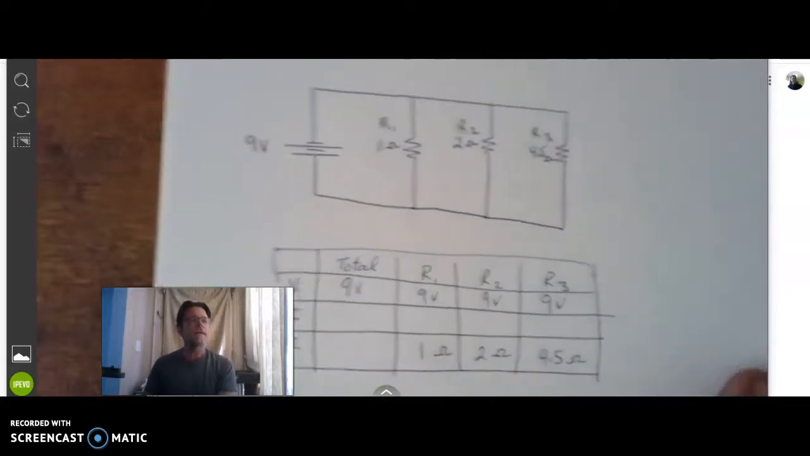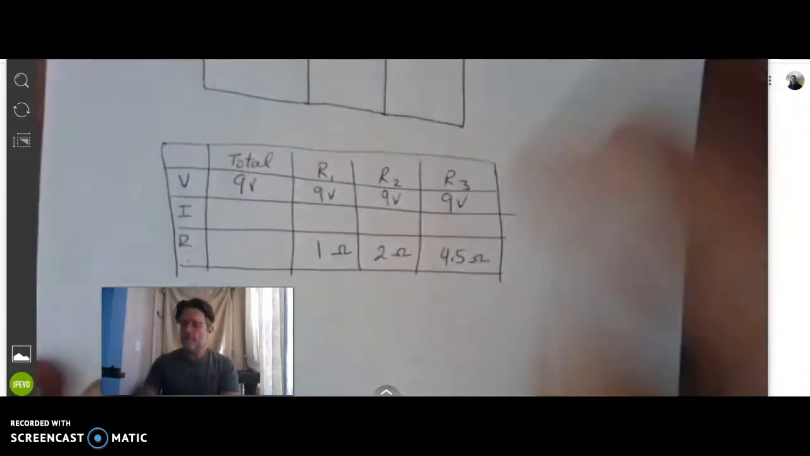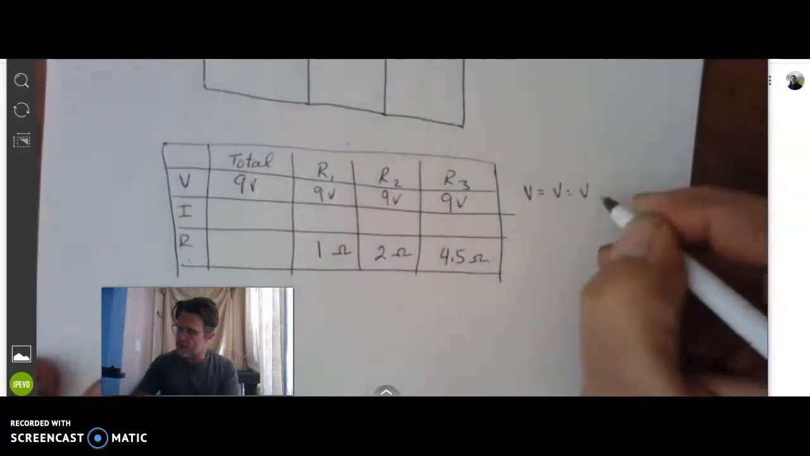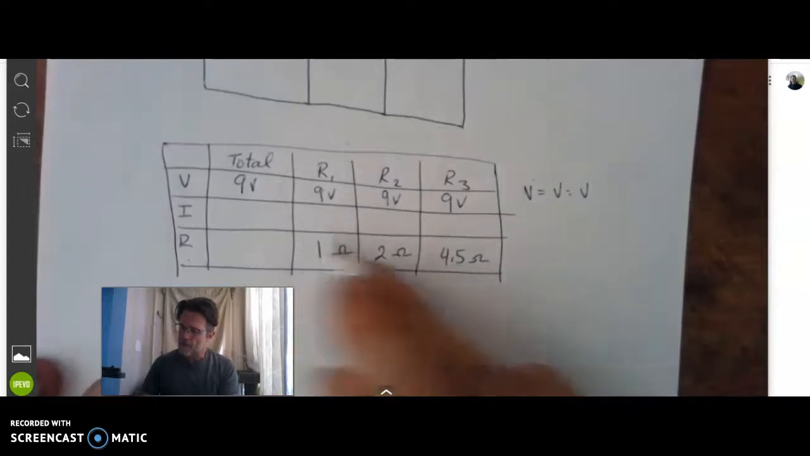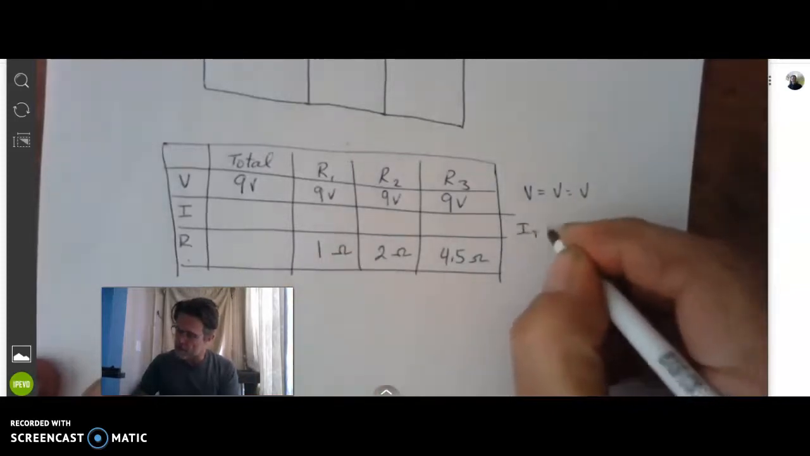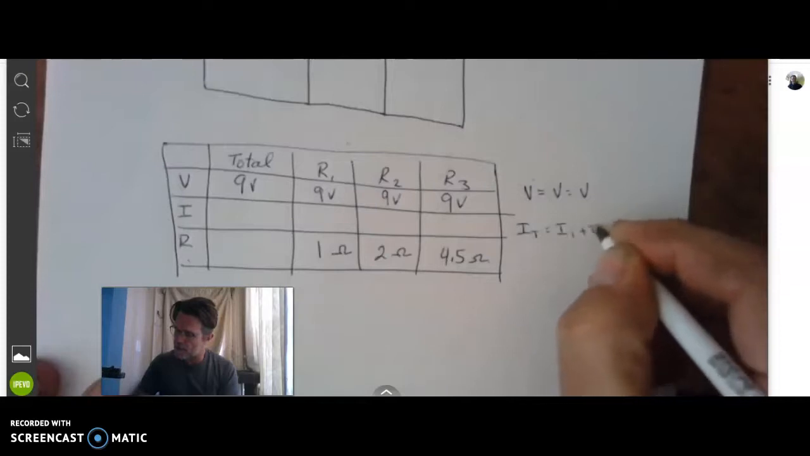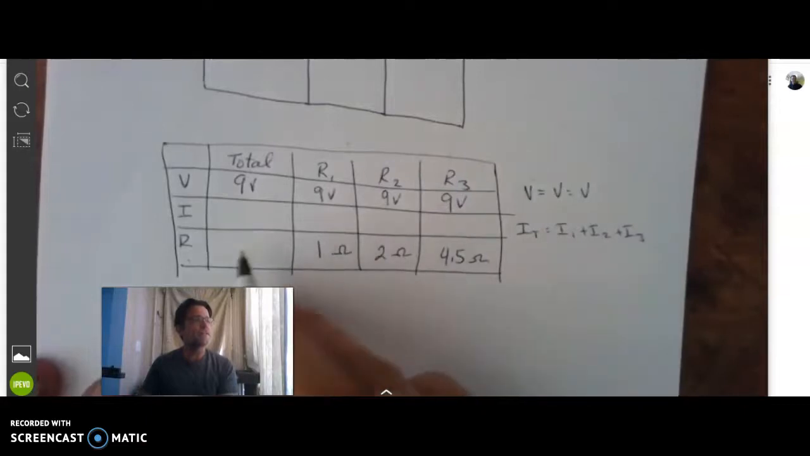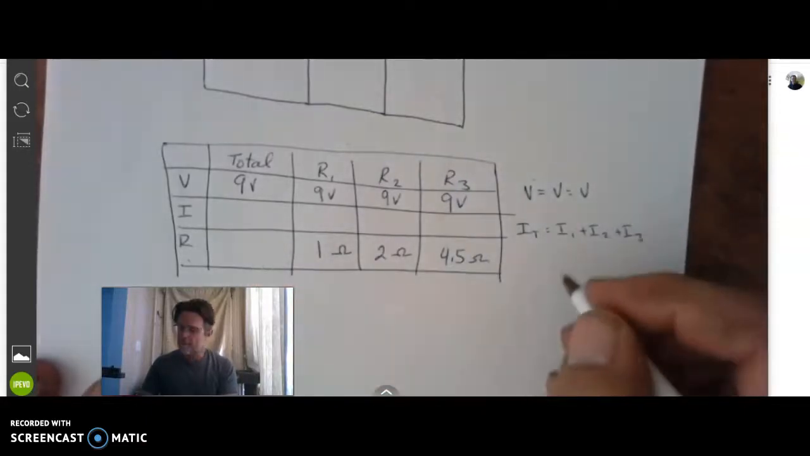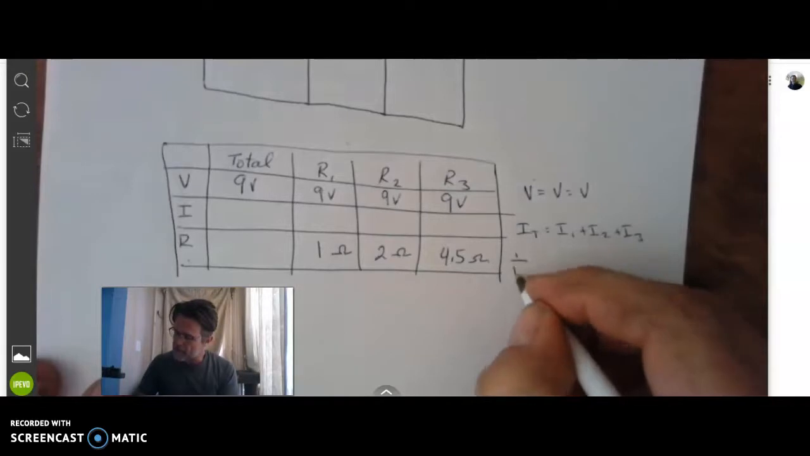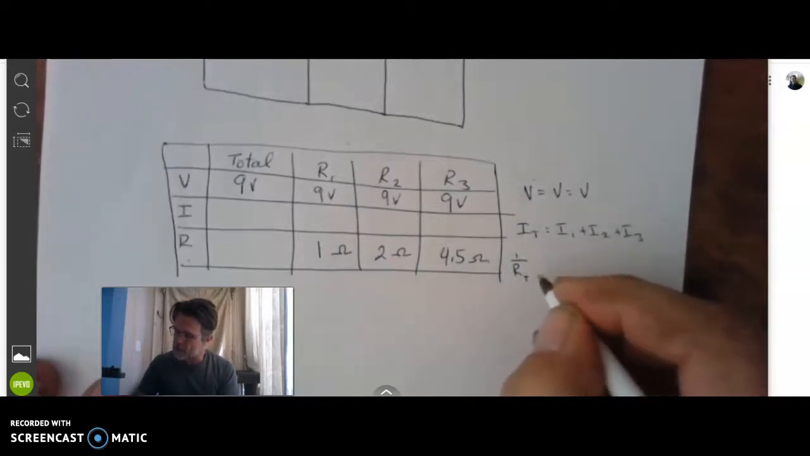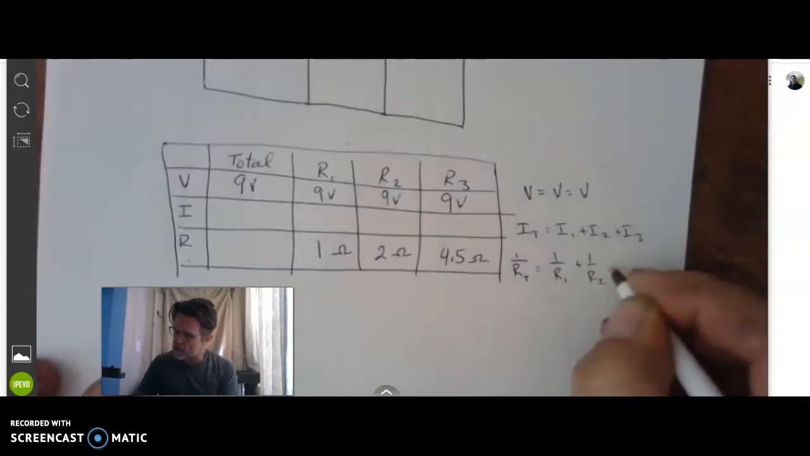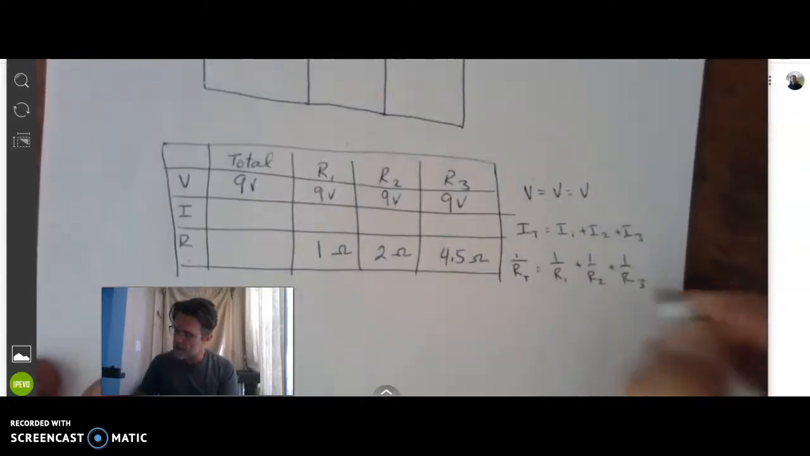Okay? Alright, so Ohm's law in parallel, I just want to go over this again. So we've got, as it's stated here, V is equal to V is equal to V, and so on. The total current is going to be the current at 1 plus the current at 2 plus the current at 3. And resistance. To get this total resistance, we have to look at it like this. Well, we don't have to, but we can look at it like this. 1 over RT is equal to 1 over R1 plus 1 over R2 plus 1 over R3.